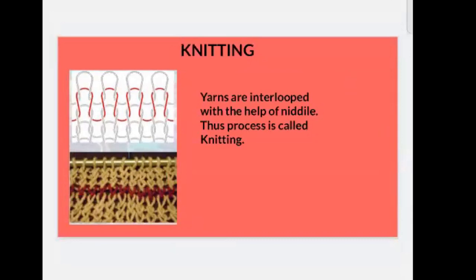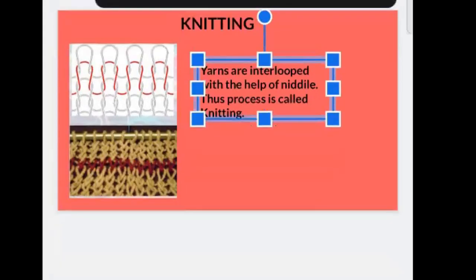Next process is knitting. Now you must have seen knitting. Your mother has done a knitting process and has made sweaters and a cap for you from the woolen yarn. So this process is called knitting. Now what is knitting? Knitting is interlooping with the help of a needle. The two yarns are interlocked with each other with the help of a needle, and this process is called knitting.